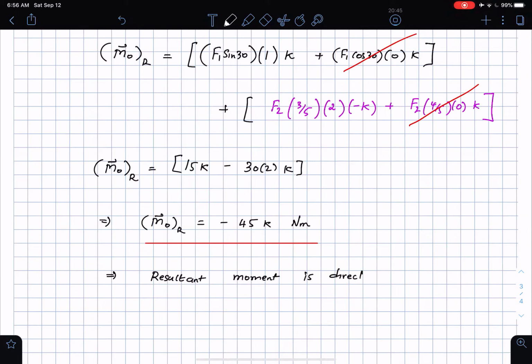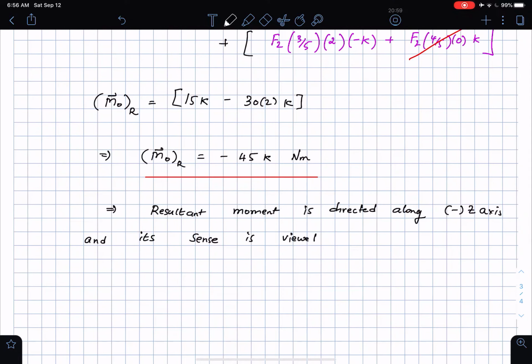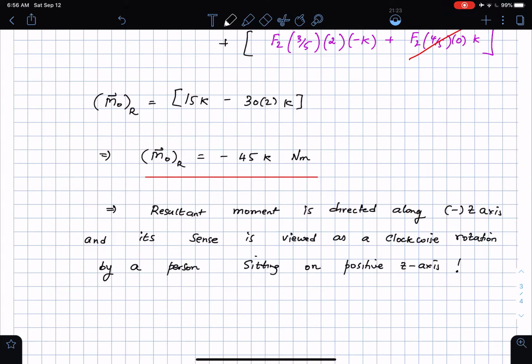So this tells me that the resultant moment is directed along the negative z-axis, and its sense is viewed as a clockwise rotation by a person sitting on the positive z-axis. Okay, so essentially what this problem is trying to tell me is that the resultant moment due to these forces is going to be clockwise, or the entire body is going to be rotated. So the net effect of these forces is to try to rotate the entire body clockwise.